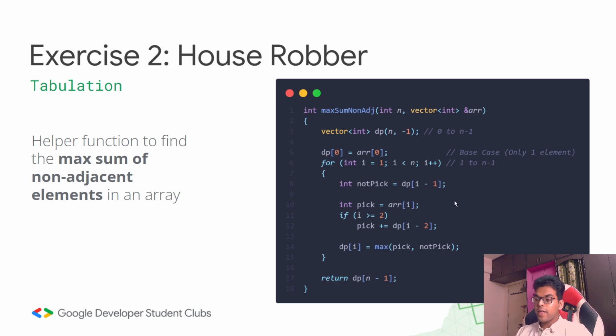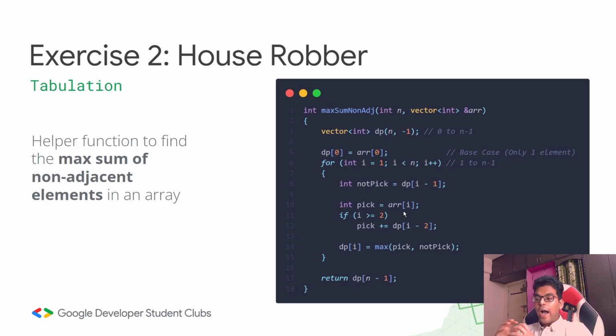So the first case being you cannot pick the current house, so the not pick value will be the maximum value till before house. Second case being you can pick it, and if it is valid, the value being the value of the current house plus the maximum money you had accumulated till two houses before. And since this is a maximization problem, you have to pick the maximum value of money you get from either pick or non-pick cases, store it for the ith house, and then fill the table accordingly.